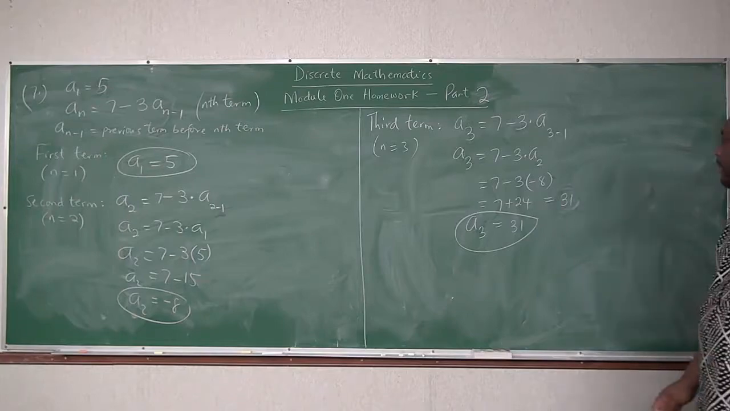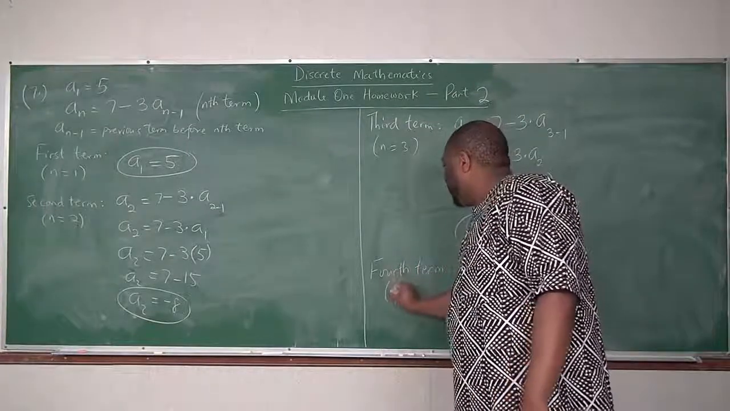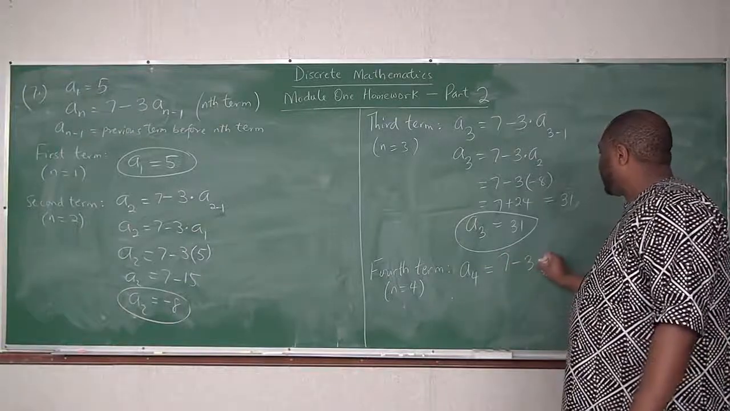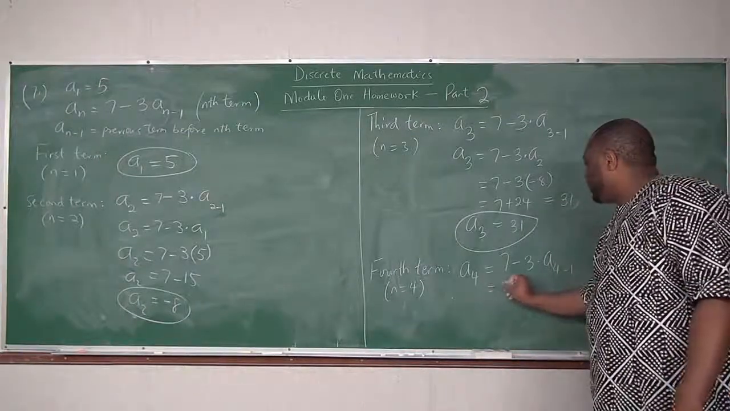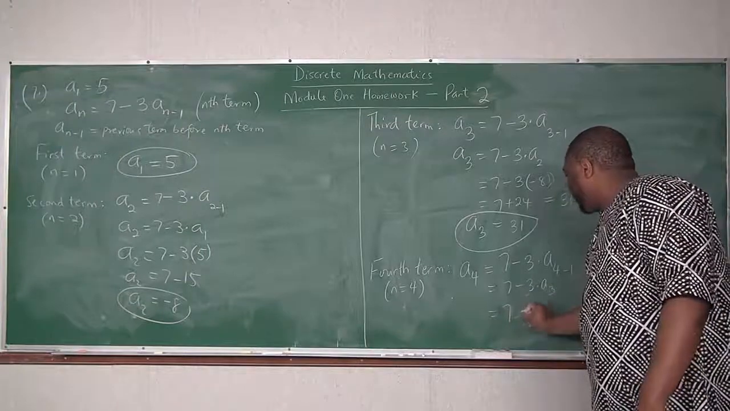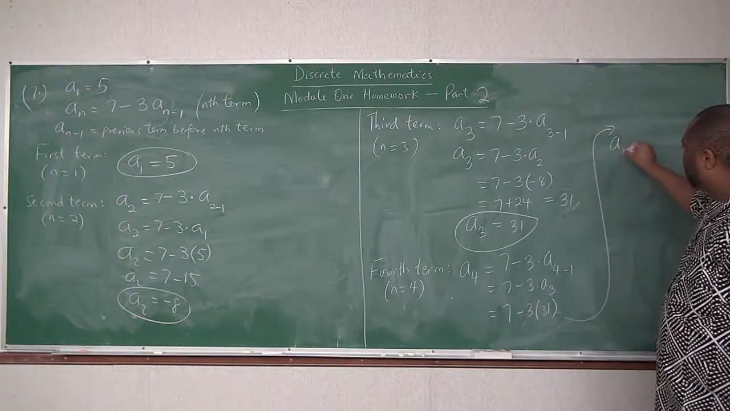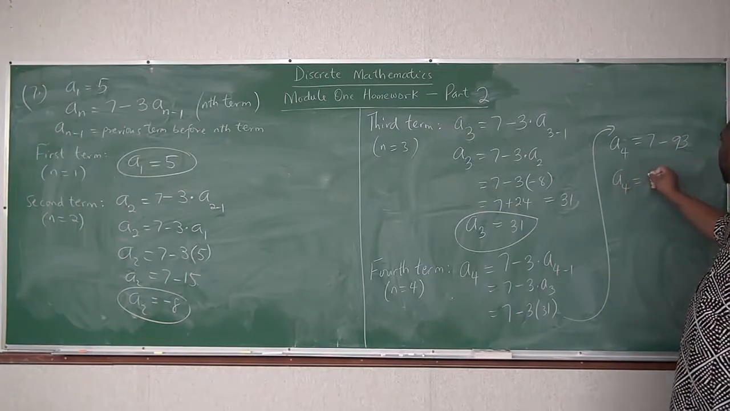Then the next one, the fourth term, is n equal to 4. So this is A subscript 4, and that will give us 7 minus 3 times A, 4 minus 1. I'm just breaking it down, you know. So this is 7 minus 3 times A subscript 3, the third term. And this will give us 7 minus 3 times 31. So A subscript 4 will be 7 minus 3 times 31, which is 93. 7 minus 93 is negative 86. So A subscript 4 will give us negative 86.